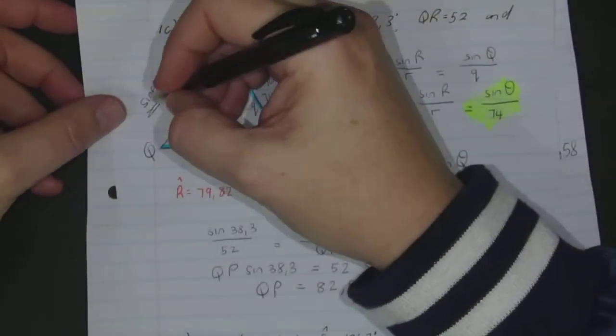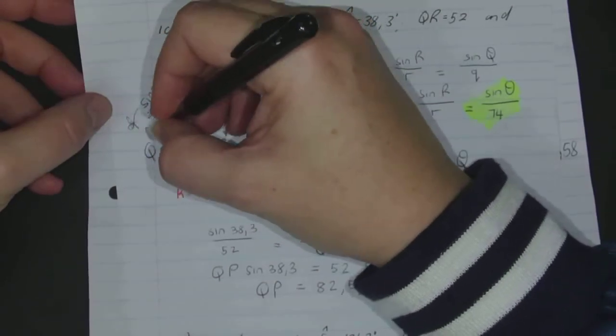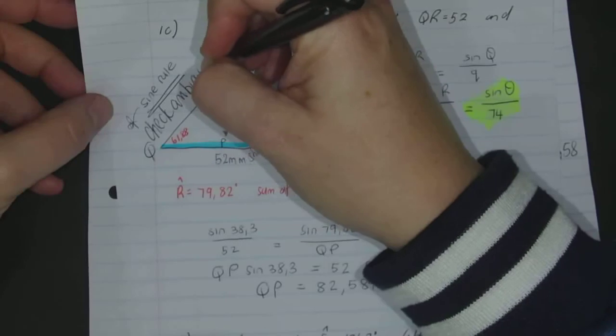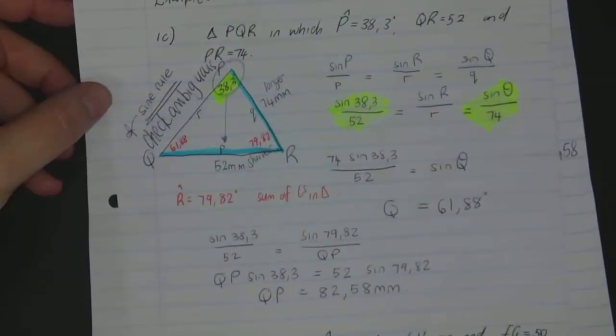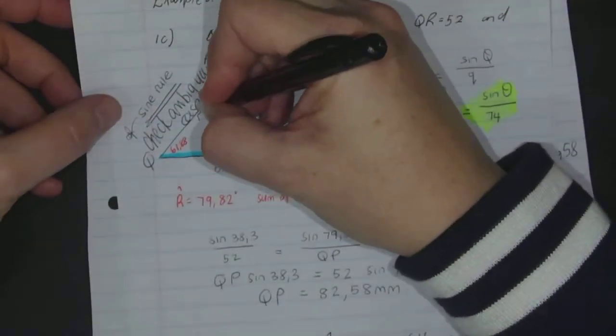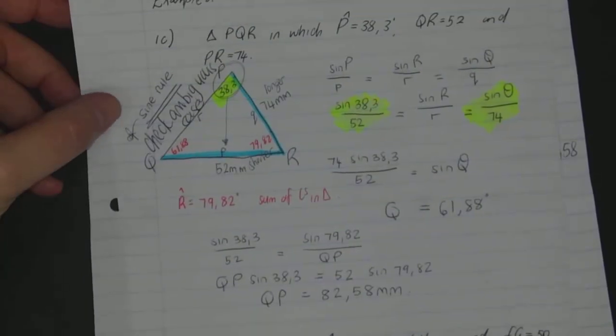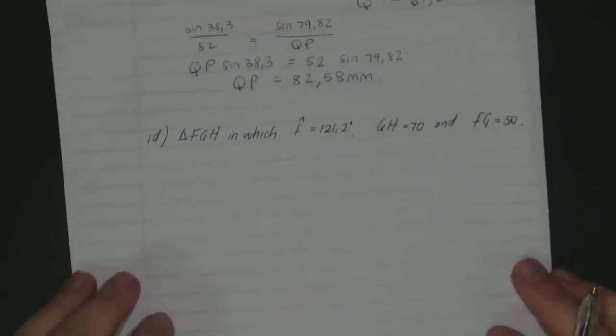Okay, so don't do the same that I just did now. Okay, sine rule, make a note. Check ambiguous case. It's so easy to forget that. Okay, let this be a lesson for you. Right, let's have a look at the second one now.